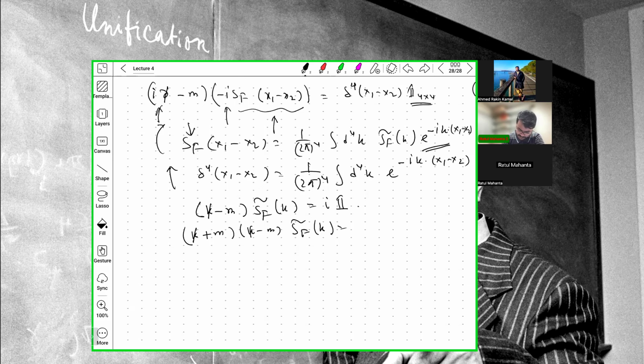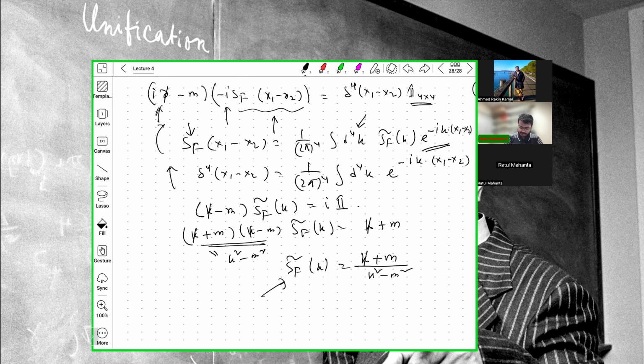You will get an operator, but this side now it is a number. Therefore, S_F tilde(k) is k-slash plus m divided by a number. Okay, so this is the Green's function, but it suffers some problem. For example, we have to integrate it over k.